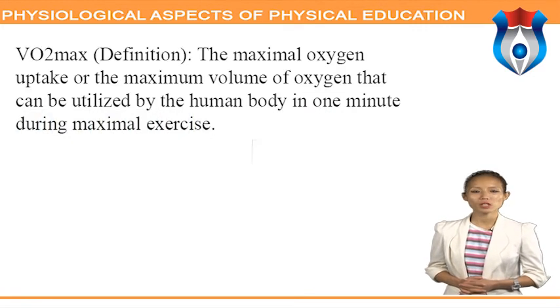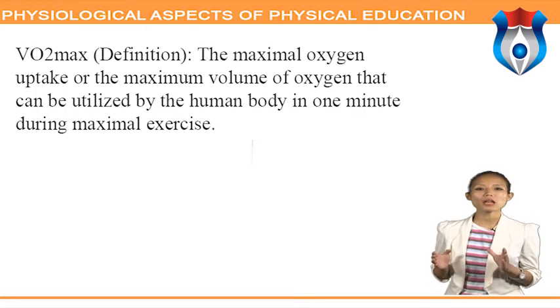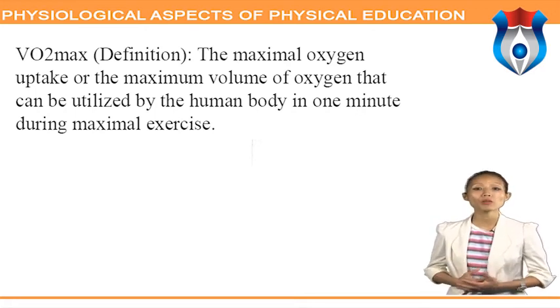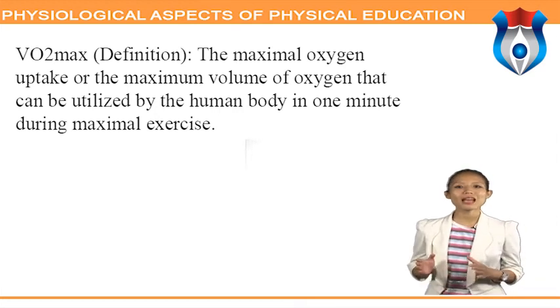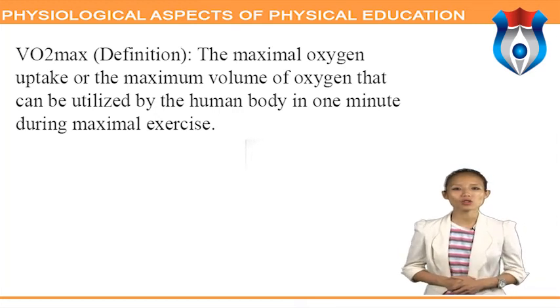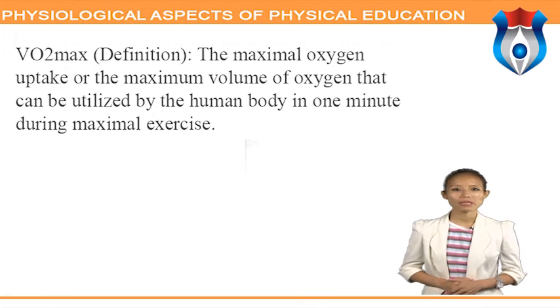VO2 max definition. The maximal oxygen uptake, or the maximum volume of oxygen that can be utilized by the human body in 1 minute during maximal exercise. It is measured as milliliters of oxygen used in 1 minute per kilogram of body weight, ml/kg/minute.